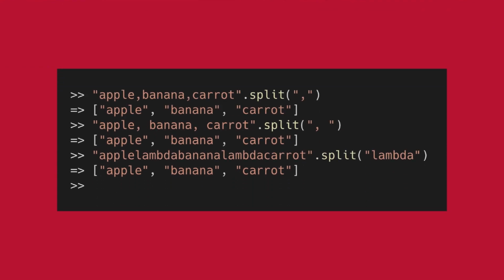Now in this example, we used the space to split the string, but you could use any character or sequence of characters to split a string. So let's use a different example. Here in our code, we have apple, comma, banana, comma, carrot as a string. And for that case, we want to split on the comma. In the next example, we have comma space in between each word. In that case, we're going to split on comma and space. Like I said, any sequence of characters. So in this last example, we have a string that's apple, lambda, banana, lambda, carrot. And we can split on the string lambda. And you can see that that works.